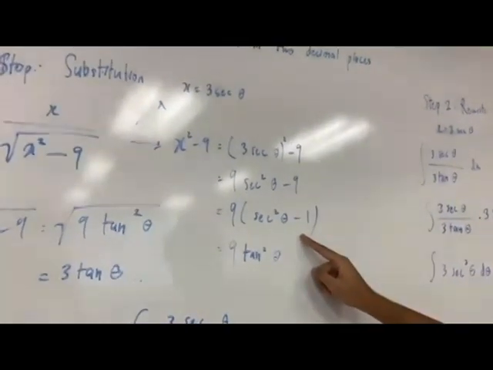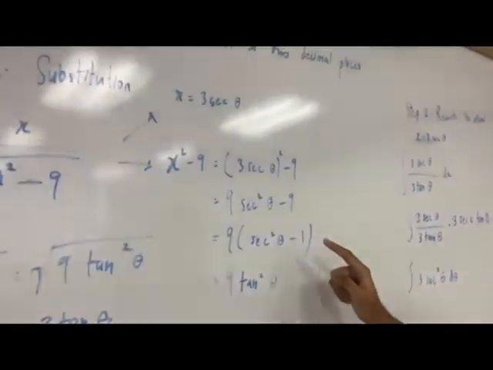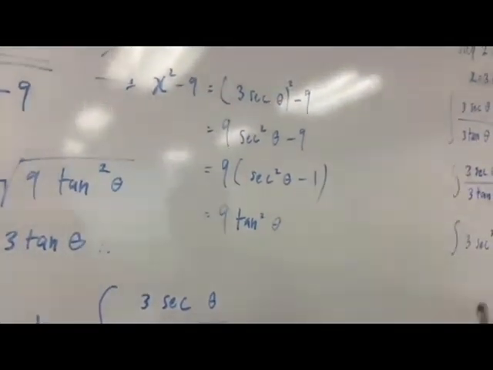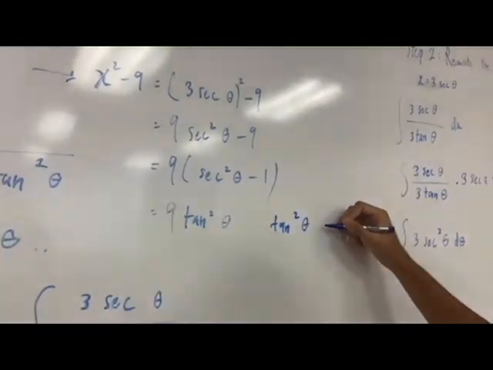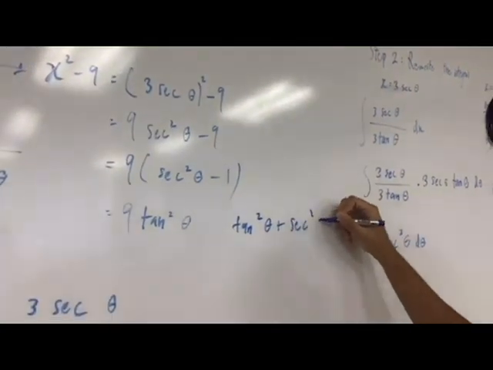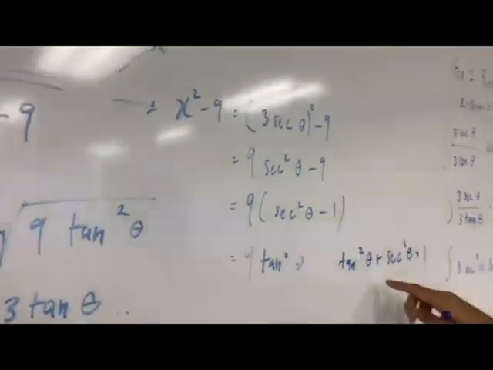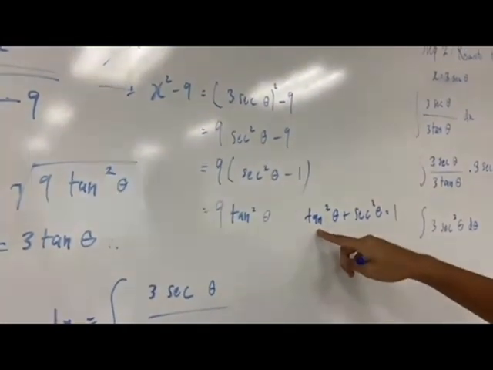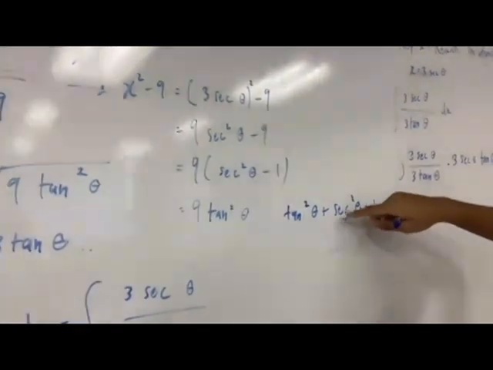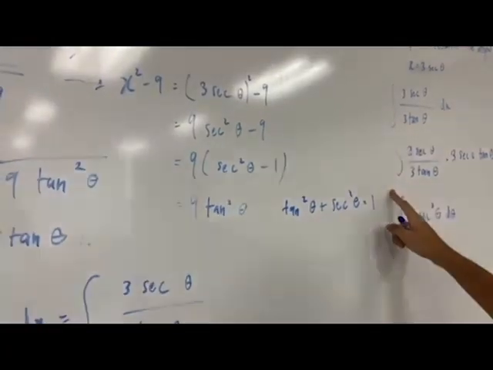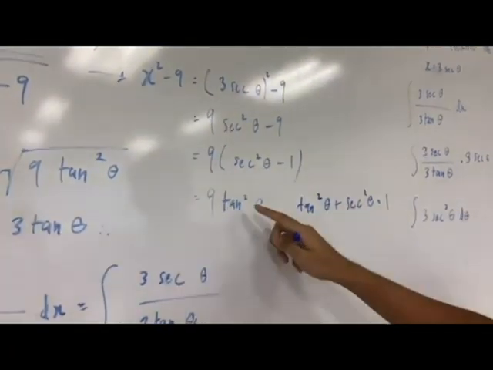Then we can use the trigonometric identity, which is tangent squared theta plus 1 equals secant squared theta. So we can move the 1 to the right side, and then we can directly substitute it, and it will become 9 tangent squared theta.